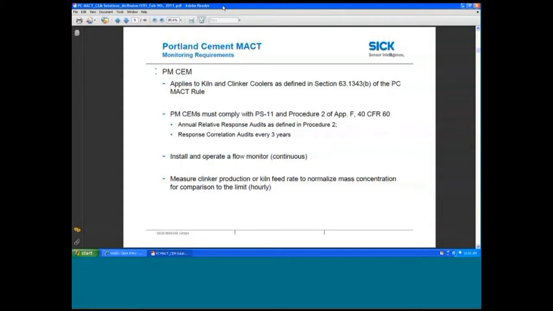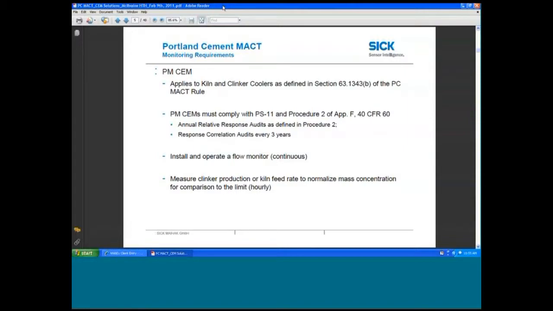PS11 is a performance spec that was promulgated, I would say, probably about 6 years ago or so, and has been getting a lot of traction in the utility market, specifically through consent decrees, but I think everyone who's been following utility MACT expects PM-SEMS to come more formally there. PS11 requires some initial correlations and some follow-up response audits that are a little bit unique. Of course, it requires what would be analogous to an annual RATA, but also requires a more detailed response correlation every 3 years, which is a little bit unique to the MACT rule.